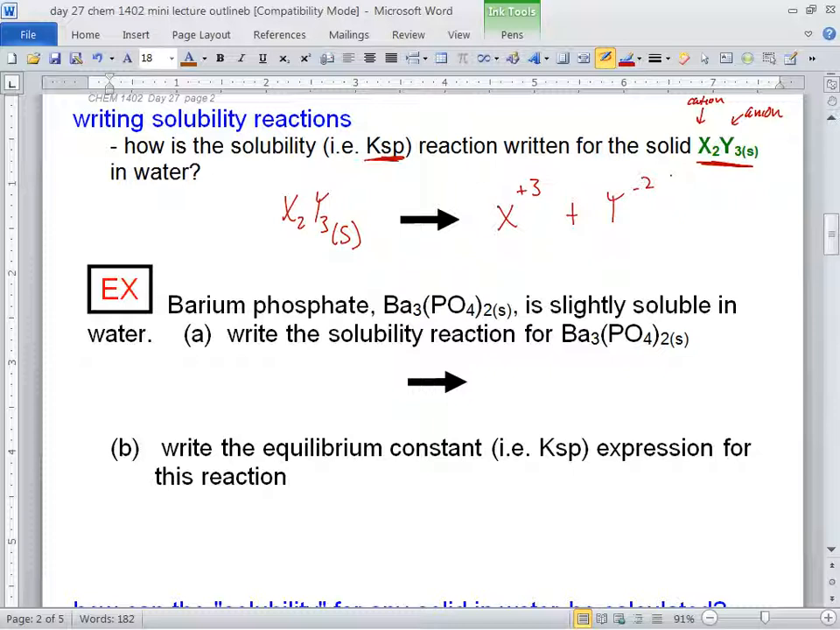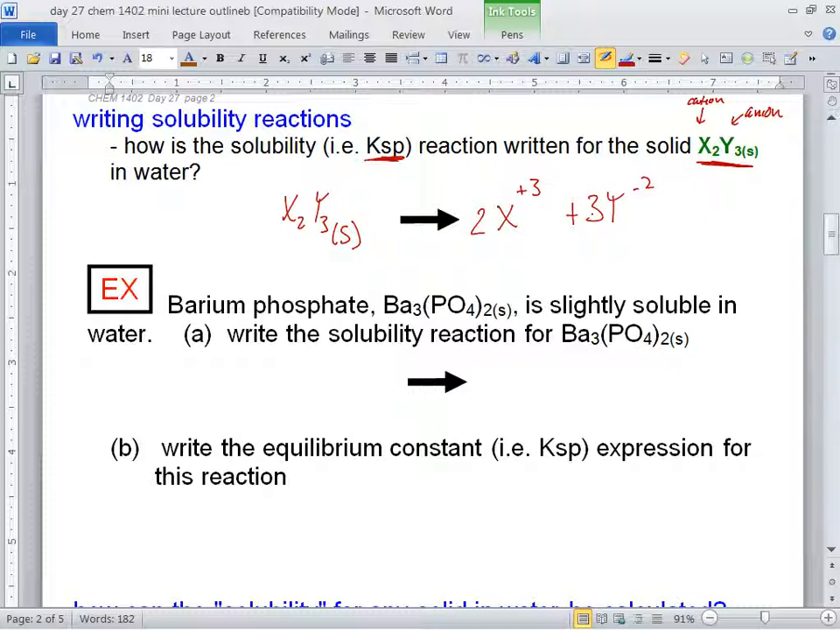Yeah. Because we've got how many X's? 2 of them, so how do we balance this, Alyssa? There you go. Complete. Okay. So that's the general idea.